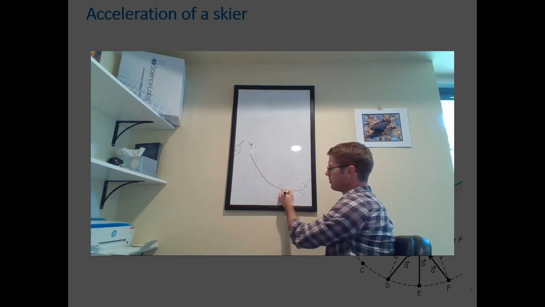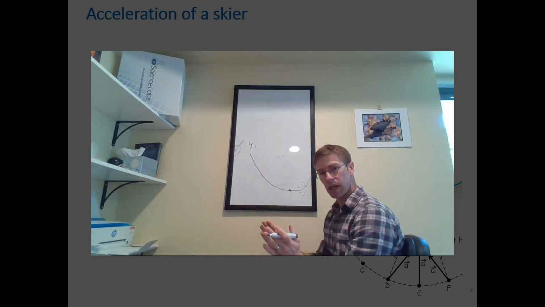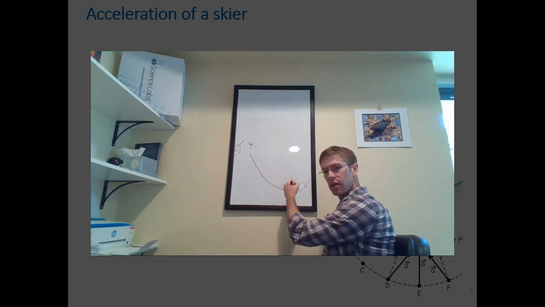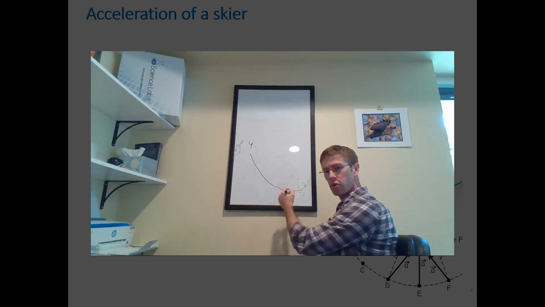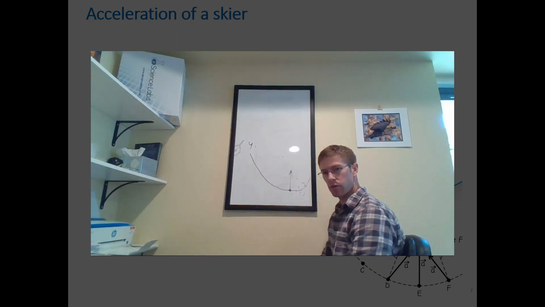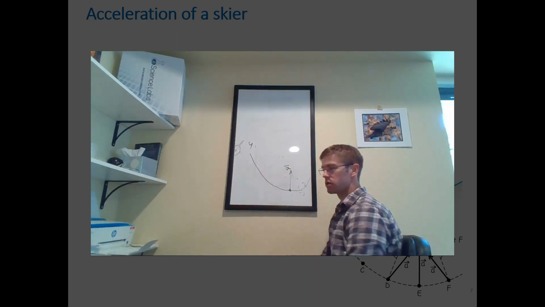Now at the very bottom, you're no longer speeding up or slowing down because you're at the very, very bottom. So in that case, the only thing that's being done is your velocity's turning as you go through the bottom of that kind of parabola shape. And so that's why the acceleration is only in the upward direction.